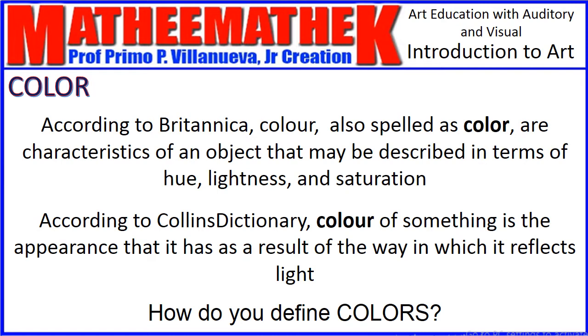What is color? According to Britannica, a color is a characteristic of an object that may be described in terms of hue, lightness, and saturation. Also, the Collins Dictionary defines it as an appearance of something resulted from the reflection of light.